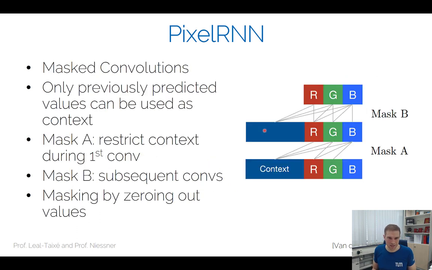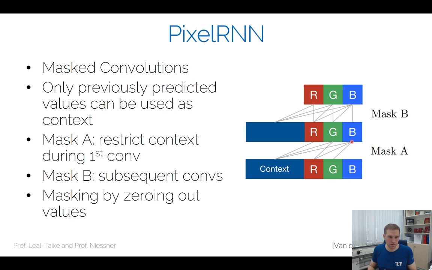In the pixel RNN architecture, the idea to implement it in practice was to use masked convolutions. So only previously predicted values can be used as context. In other words, we have different masks. We have here whatever was previously processed. We have R, G, and B. And basically what you want to do, in order to get the respective next one, is cut off the connections here. So here the context is not being used for these ones. And here this B is cutting off for that one.